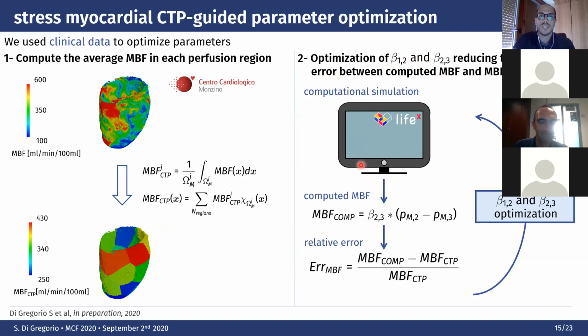Then we solve the perfusion model with a numerical simulation. We compute the myocardial flow as the flow that goes to the third compartment, that is the compartment in which nutrient and oxygen exchange happens, and we compute the relative error between the computed myocardial flow and the myocardial flow measured by images. And then we optimize the parameters beta 1,2 and beta 2,3 in a way to reduce such relative error.